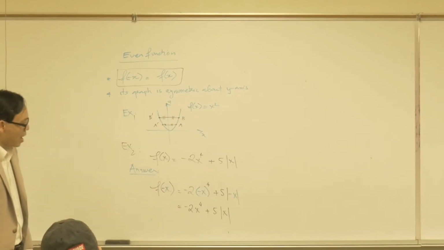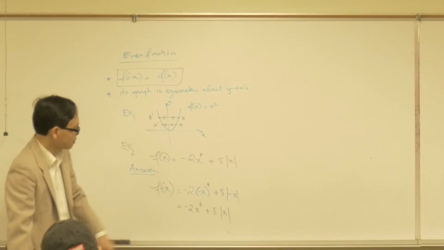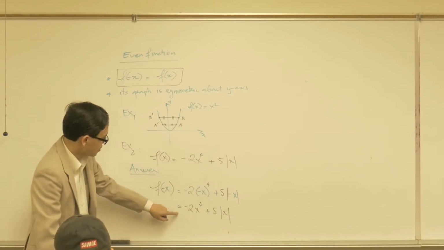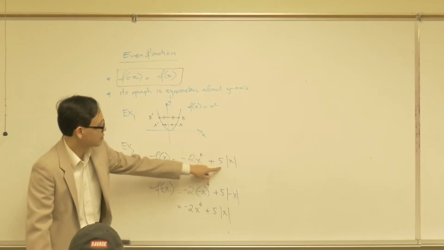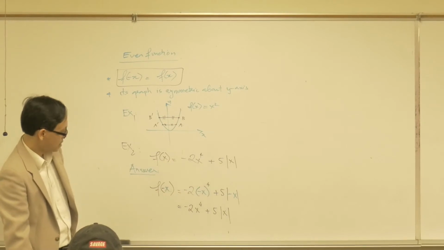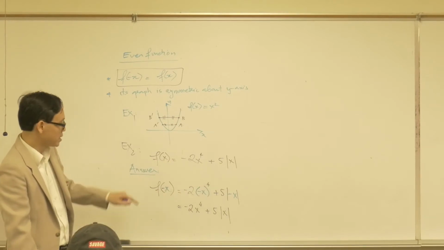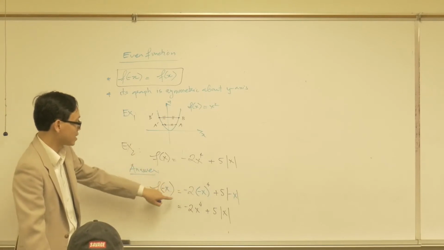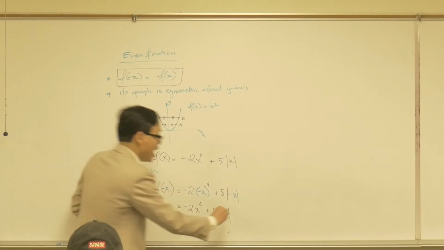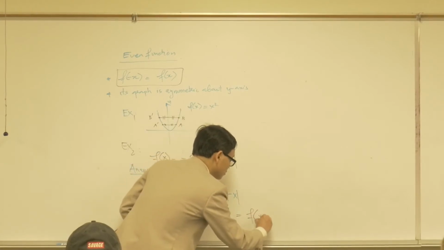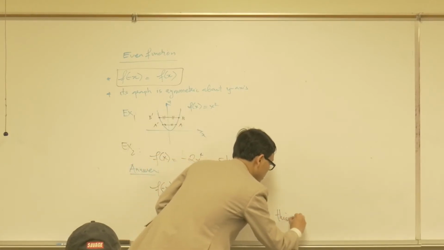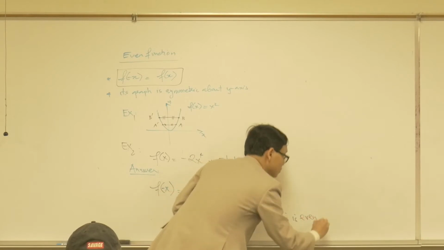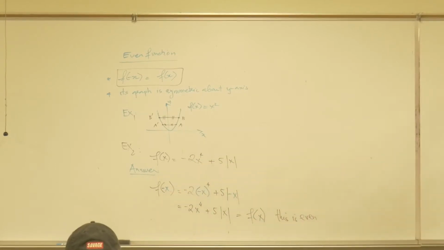Okay? Alright. So after you expand them out, after you simplify somehow, do you think that this is the same as this? Yes. So if it's the same as the original after you replace the x with negative x, then I can conclude this is even. If it is the same, then it's even. Everybody clear?